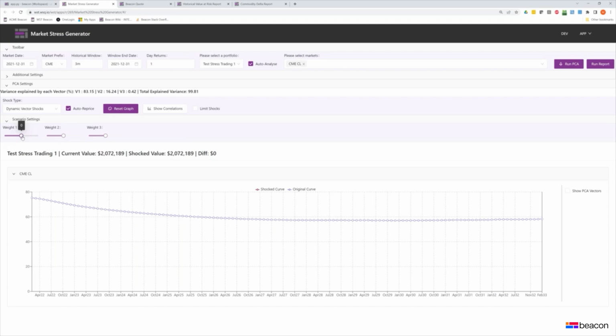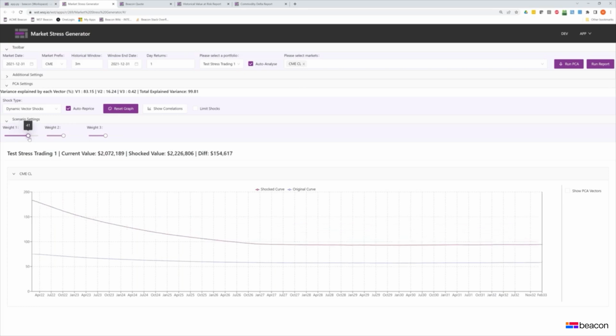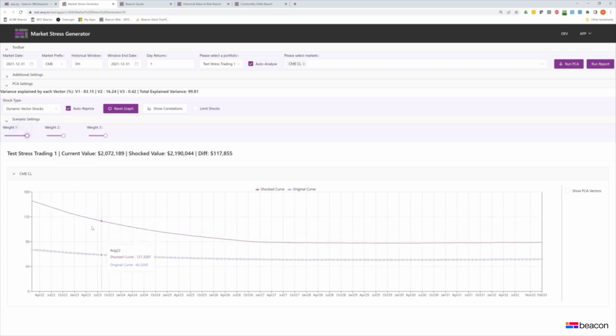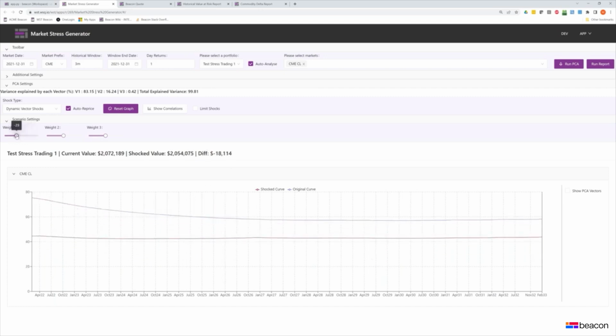So if I move the first one, here's a move in the first principal component, and you can see the shock again is kind of like a parallel shift, except the front end of the curve moves more than the back end of the curve. This comes out of the analysis. This wasn't put in by hand. This is an output of the principal component analysis. So here I've made some money when the first principal component goes up. If I move it the other way, principal component goes down, I lose some money. So I'm long delta to this first principal component.